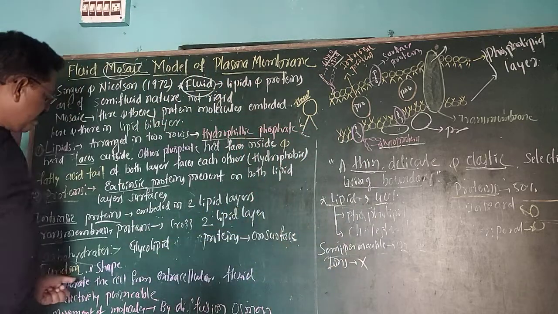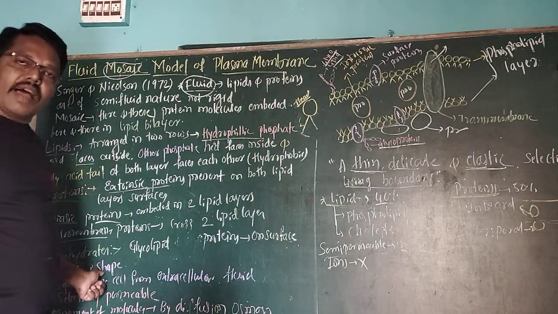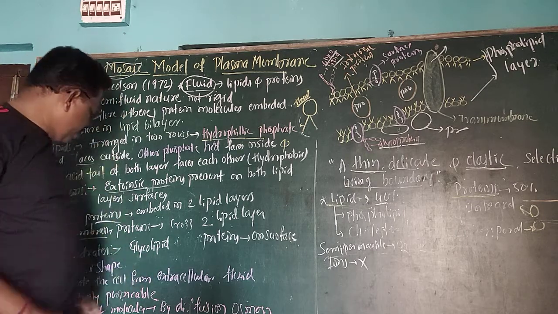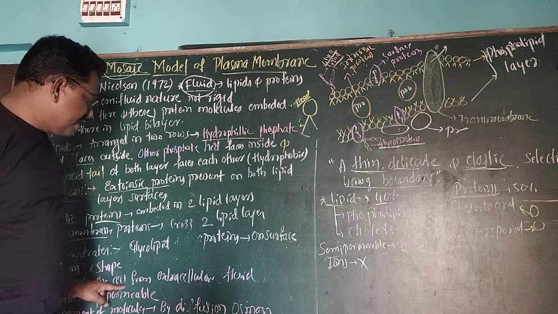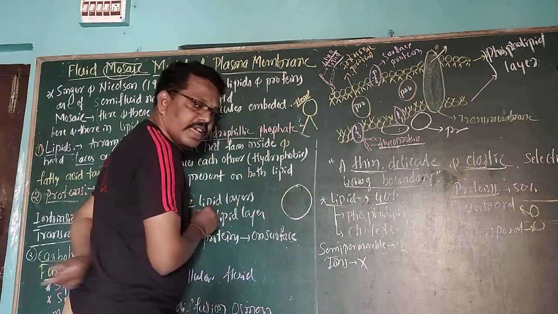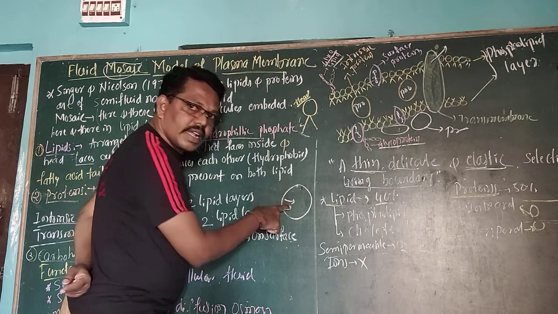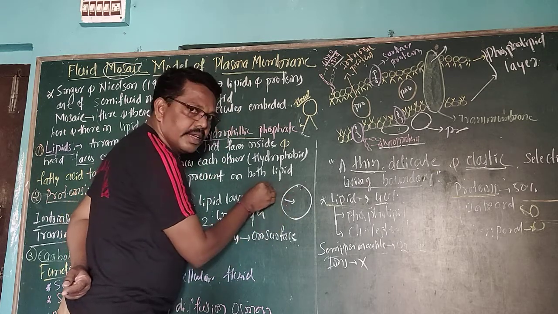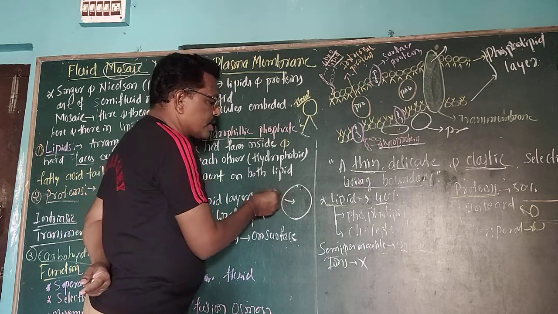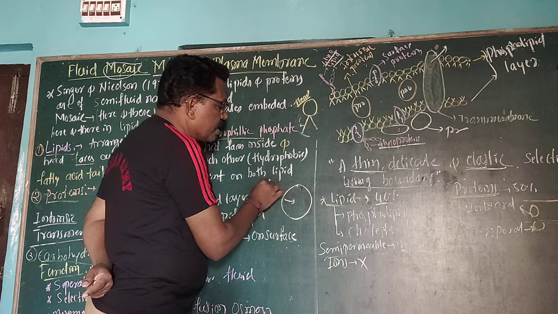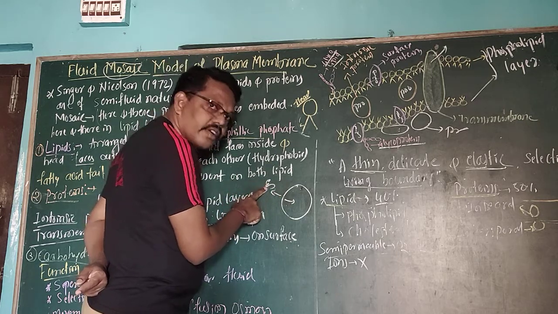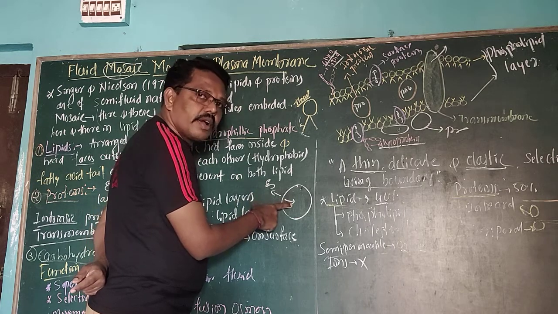This is about the plasma membrane structure. Then the function: the plasma membrane will give shape to the cell, as well as separate the cell from the external fluid. Here, this one is a cell, this one is the internal environment, and outside the cell you will see the external environment. Hence it will separate the external environment and the internal environment of the cell.